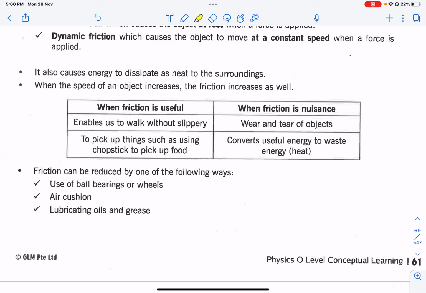So some ways to overcome this nuisance, we can add ball bearings or wheels to reduce the friction between the surfaces. The other one is an air cushion, where air acts as a layer to reduce friction, and of course lubricating oil and grease.